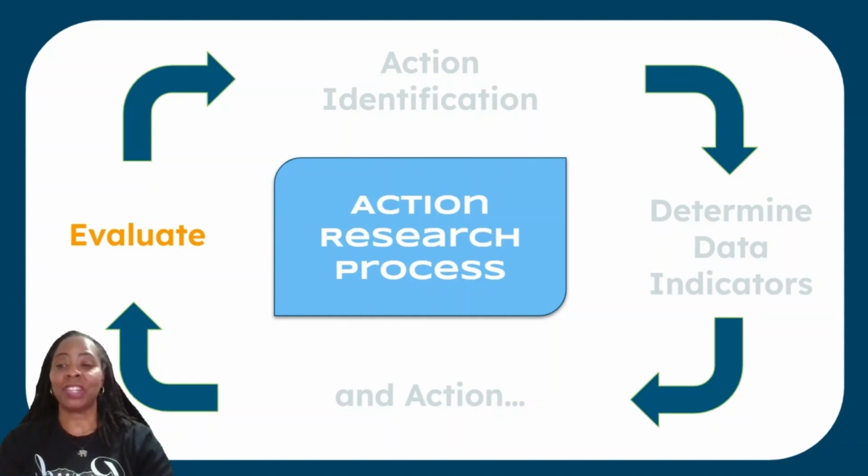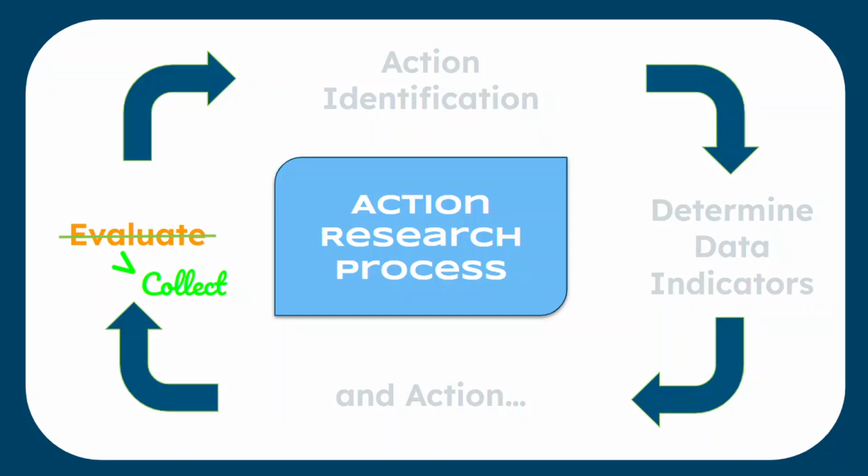During the evaluation process, we collect or compile our data based on the data indicators we selected in step 2. We then evaluate the effectiveness of our implemented action. As you've learned, in the evaluation step, we evaluate data to determine the effectiveness of an implemented action. But before we can evaluate data, we must first collect our data. So let's break step 4 into two subparts: collect and evaluate.